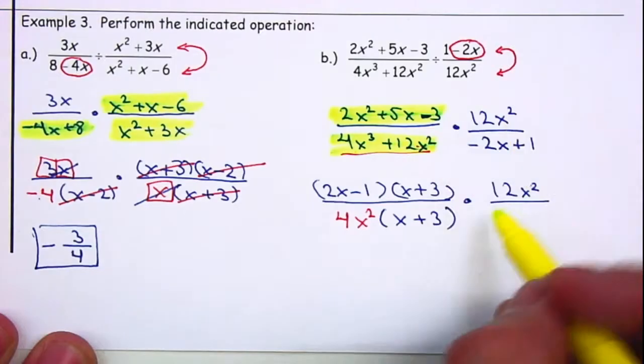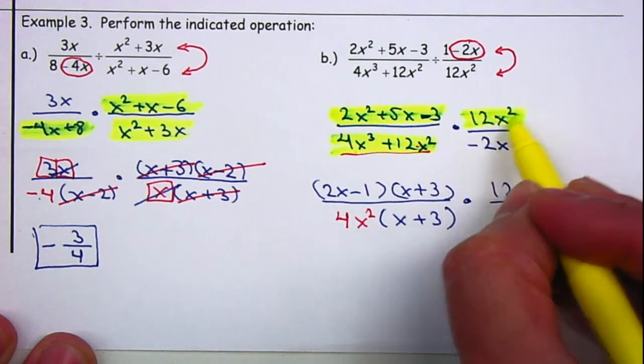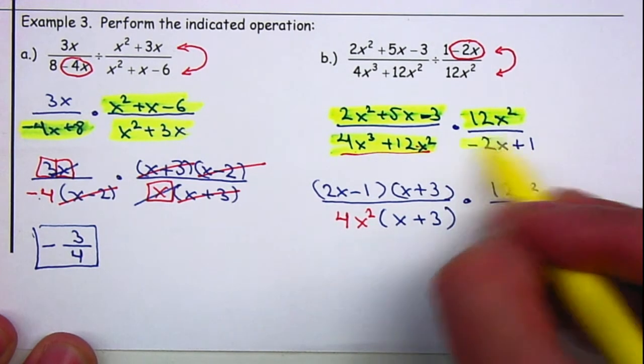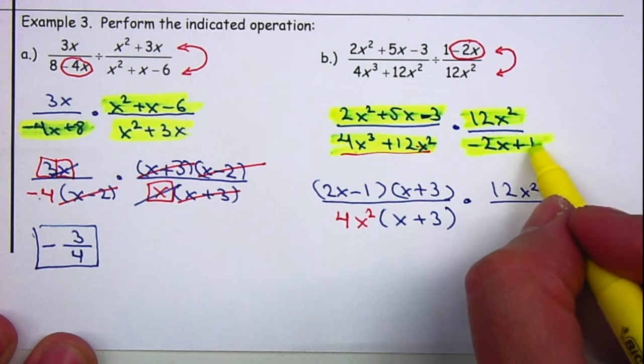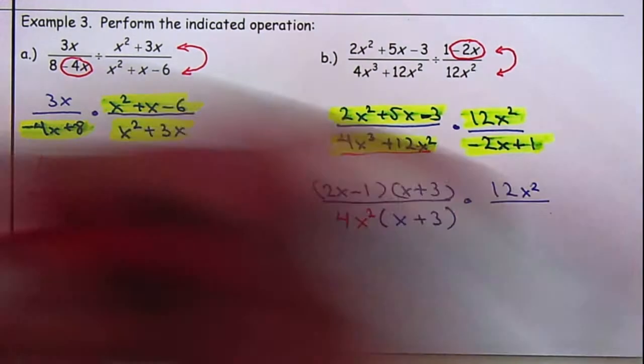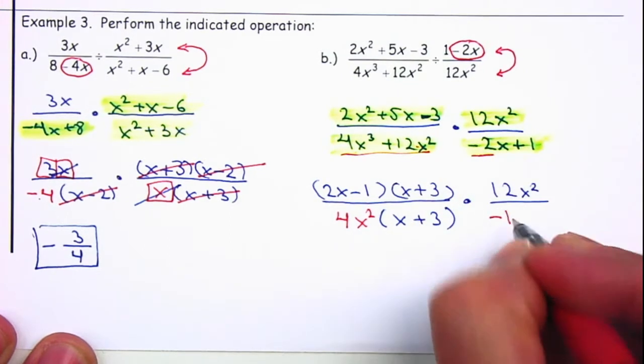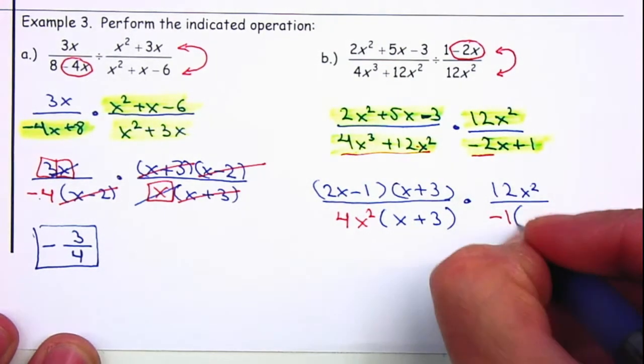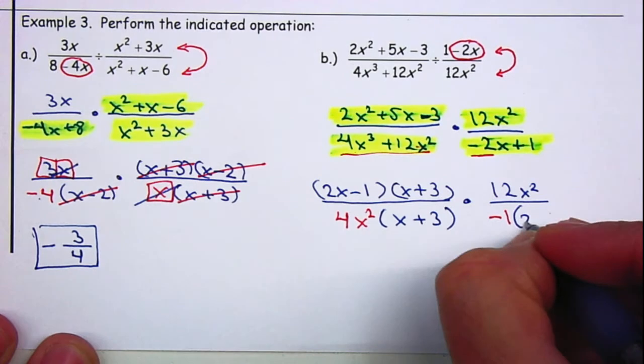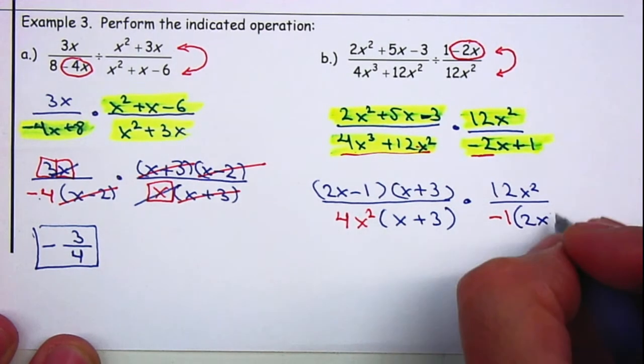Remember, there's nothing to factor from here. So let's continue with this. A number that divides 1 and 2? No. Do they both have an x? No. But because this is a negative, I want to take out a negative 1, so I can make that positive. Negative 1 times what is negative 2x? 2x. Negative 1 times what is positive 1? Negative 1.